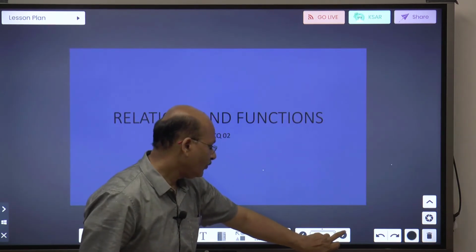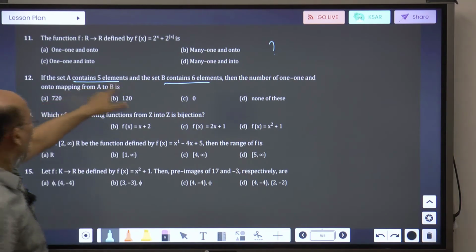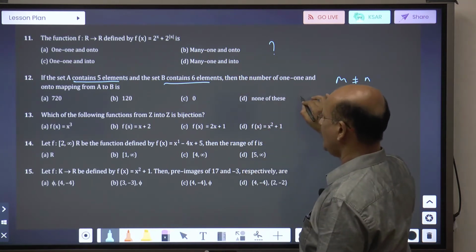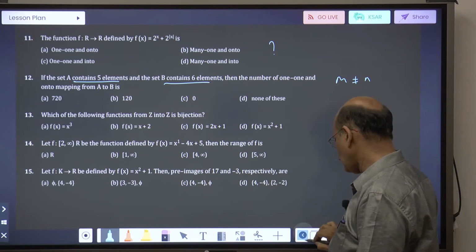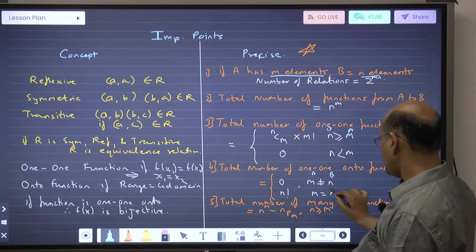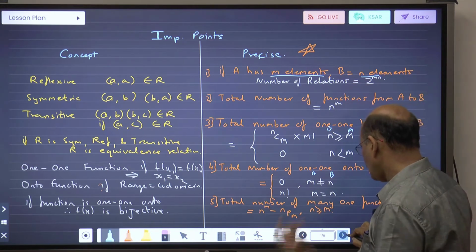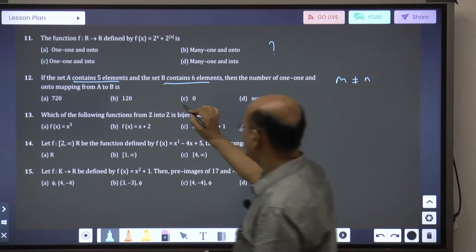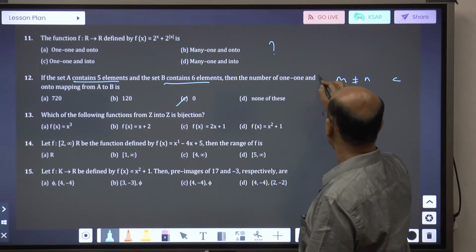So here, let us see the first question. 5 elements, so m is not equal to n. Now if m is not equal to n, what is the situation? 0. Remember 0. If you have the notes with you, just see. If m is not equal to n, there are 0 one-one onto functions. Let us see whether 0 is there in the options. Yes, definitely 0 is there. So this is the answer, 0, therefore option C.